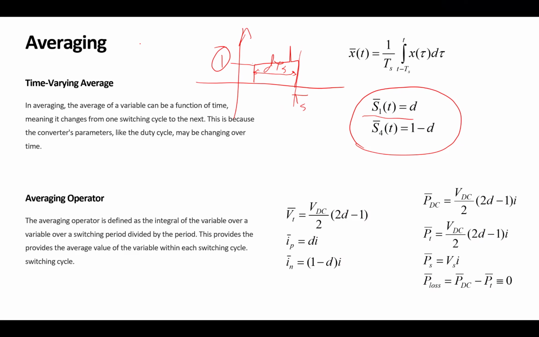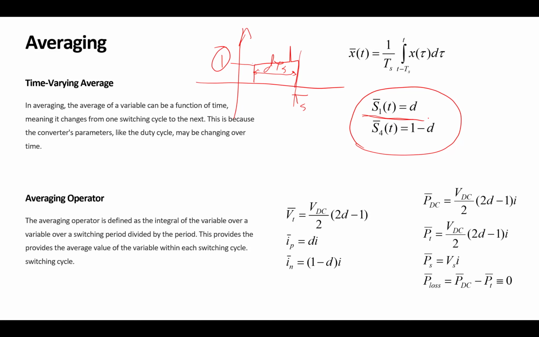Are we good on that? It's a portion of D. If you do the per unit, it's D. And because the bottom switch is on whenever the top switch is off, the average of the bottom switch should be the complement of the top one. Are we good on that? So the average of S1 is going to be D, or duty cycle. The average of S4 is the complement of S1, which is 1 minus D.